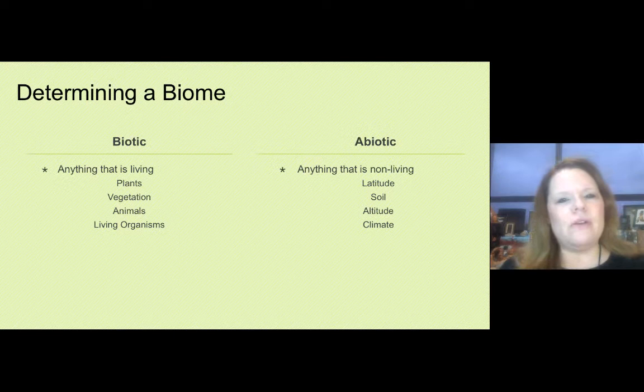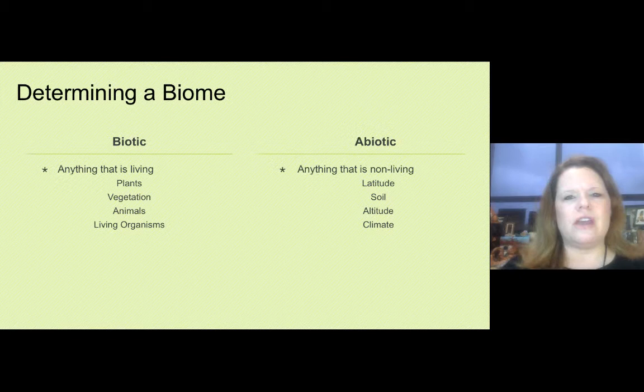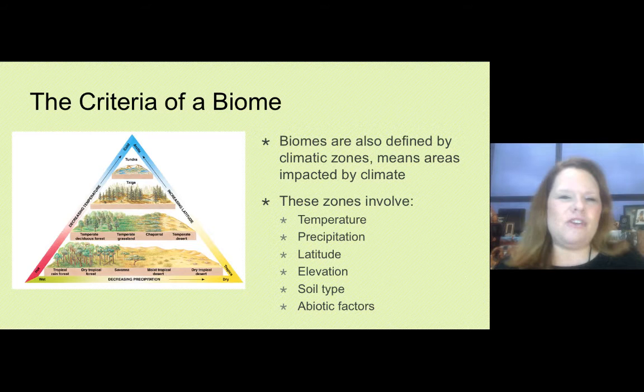Altitude is looking at how high an elevation that a subbiome or a biome might exist. Climate is a huge term dealing with long-term weather patterns in a region. We'll be getting to climate towards the end of the semester. So what are the criteria of a biome?